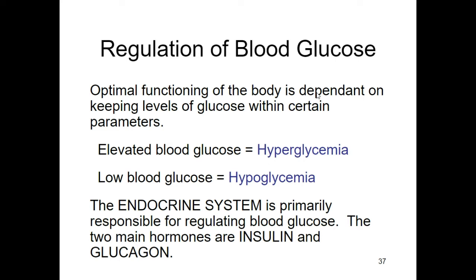So the body has mechanisms, if ever these disturbances happen, to bring the levels up or down to the normal levels. Okay, and the organ system responsible for that is the endocrine system, which involves the pancreas. So the pancreas is the organ that releases these two important hormones in the regulation of blood glucose, and that is insulin and glucagon. Okay.